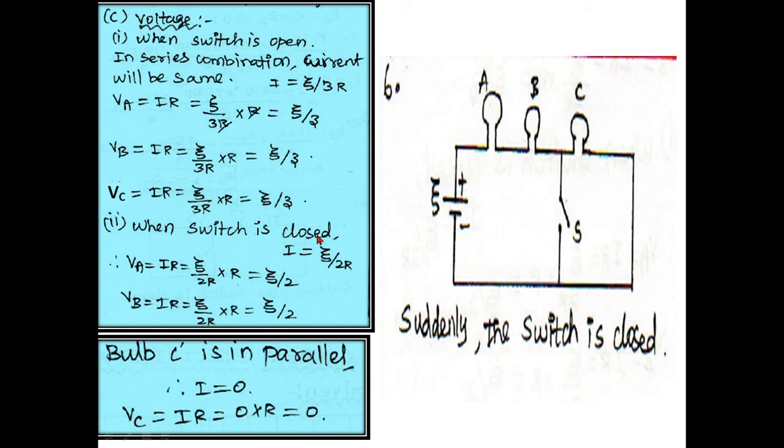When the switch is closed, VA and VB are the same value, but VC is equal to 0 because there is no current passing through lamp C. So VA is equal to IR. Here the I value is ψ by 2R, ψ by 2R into R, R cancels, ψ by 2. VB is equal to I into R, ψ by 2R into R, R cancels, ψ by 2. But bulb C is in parallel. There is no current flowing through the lamp, so I is equal to 0. VC is equal to I into R, 0 into R is equal to 0.